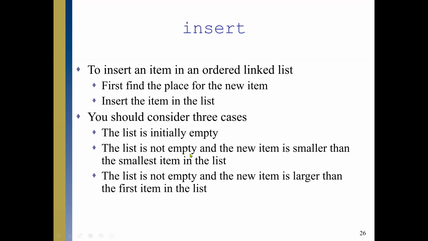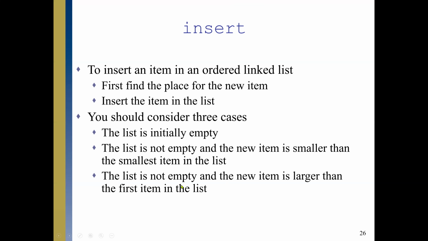Or the list is not empty and the new item is smaller than the smallest item in the list. So if the new item I want to insert is smaller than the items in the list, it means I will insert it in the front. It depends again on whether the order is ascending or descending. If it's in increasing order, the small ones will come to the front. If it's in decreasing order, then small ones will be at the back. So the only thing we should know here is that ordered list insertion is what makes this difference.